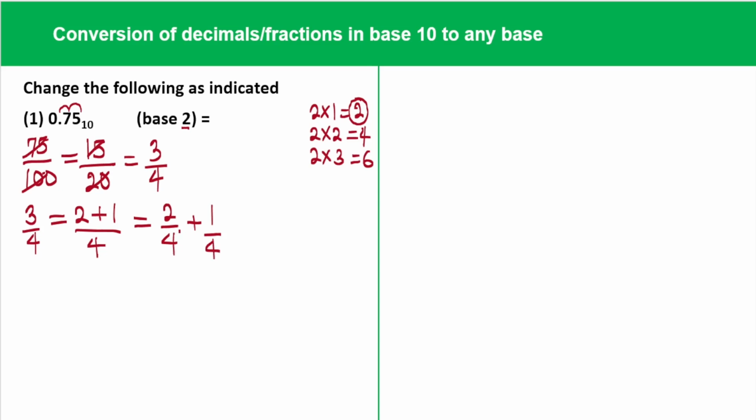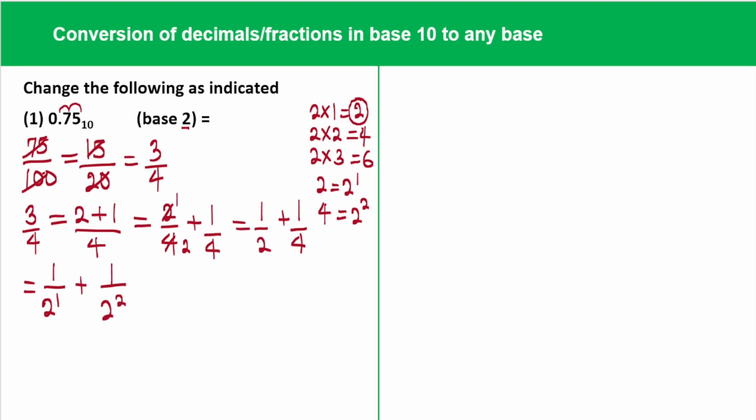And then now we'll simplify this fraction. 2 in 2 is 1. 2 in 4 is 2. This will give us 1 over 2 plus 1 over 4. The next step now will be to express these denominators in base 2. So 2 in base 2 is the same as 2 to the power of 1. 4 in base 2 is the same as 2 to the power of 2. Therefore, 1 over 2 is the same as 1 over 2 to the power of 1 plus 1 over 4 is the same as 2 to the power of 2.